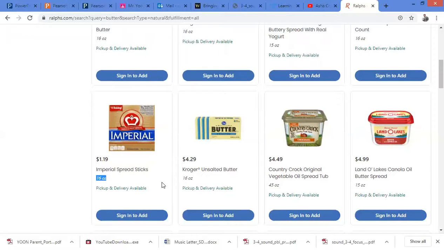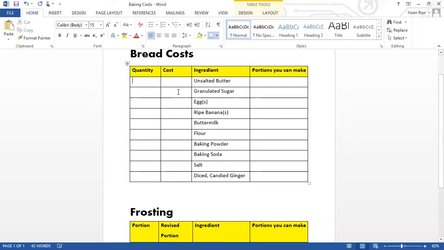And if you're having issues with this, I will link a website for you to convert. All right, so here we have $1.19 for 16 ounces, which I know is going to be fine. So $1.19 for 16 ounces. And then I go over here to my baking costs, and I know that it's $1.19 for 16 ounces. Well, now I'm going to have to convert those ounces because our ingredient calls for cups, so we're going to have to convert ounces to cups.